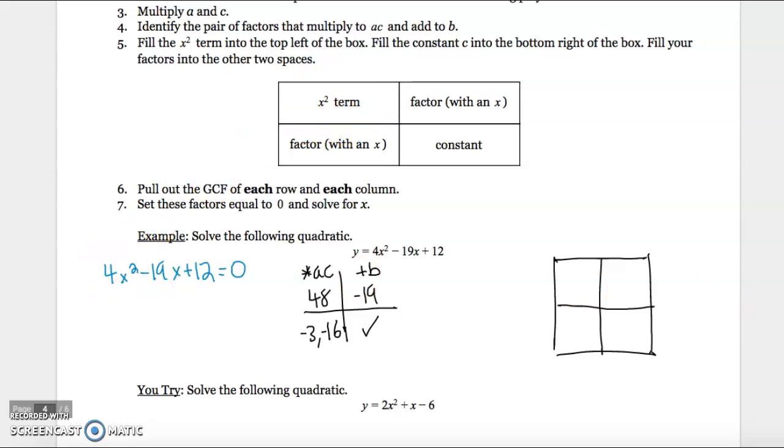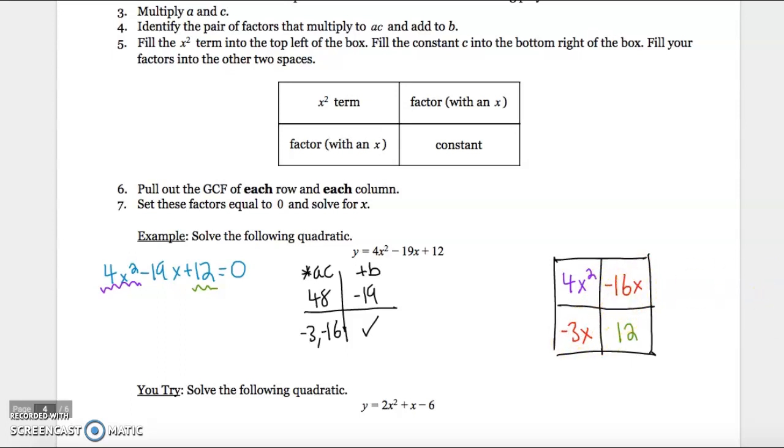My 4x squared term goes in here. Then my constant term, or my c value, goes in the bottom right-hand corner of the box, so positive 12. Then I fill my factors in the other two spaces with x's on them. So my negative 3 and my negative 16 that I just found are going to go in my other two parts of the box with x's on them, so negative 3x and negative 16x. And it doesn't matter which one you put where. Negative 16 and negative 3 could have been switched, and that would have been fine.